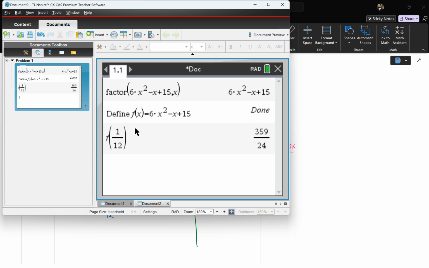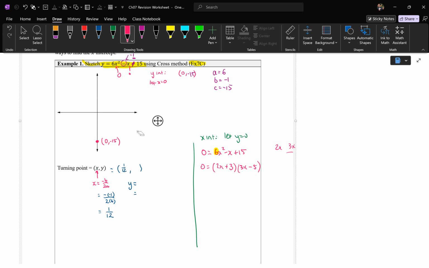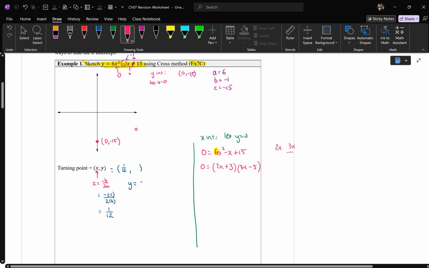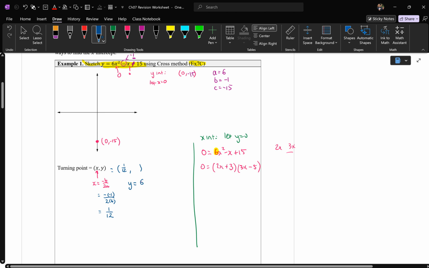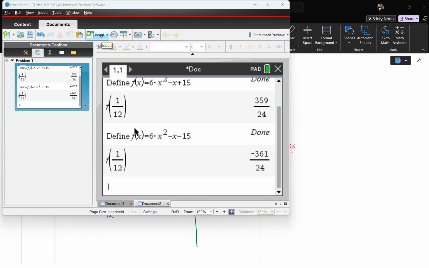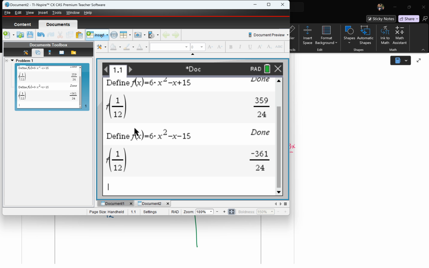All right, it should be... Whoops, no, that's not right. It should be -361 on 24. Yeah, I'm just going to write this again. So it's 6 times 1 on 12 squared minus 1 on 12 minus 15, and it equals -361 on 24. What's that simplified? The calculator normally simplifies the fraction for you.